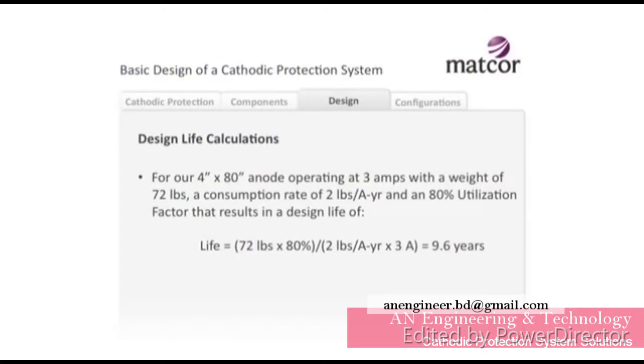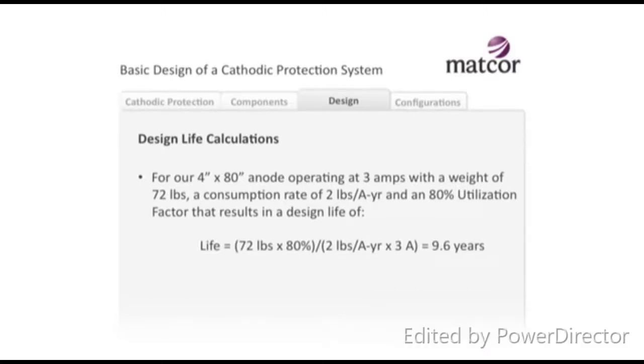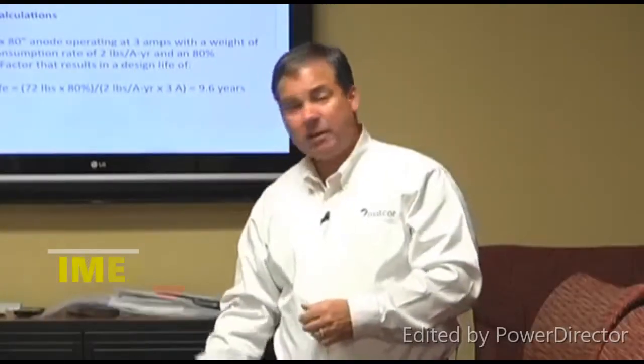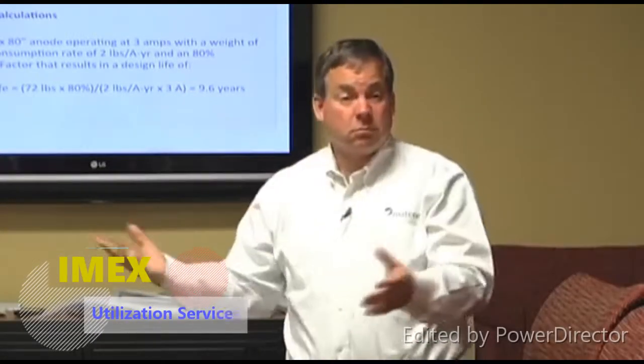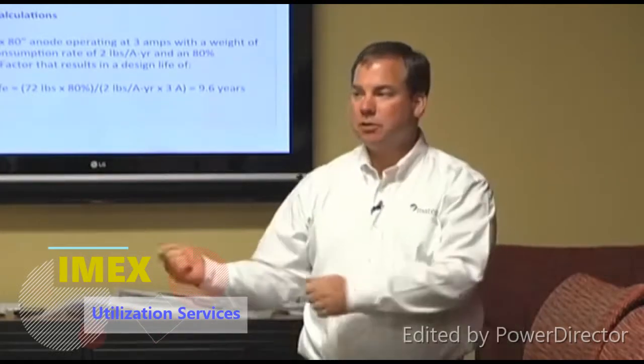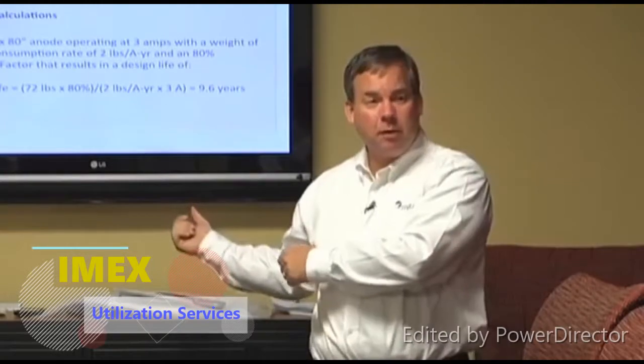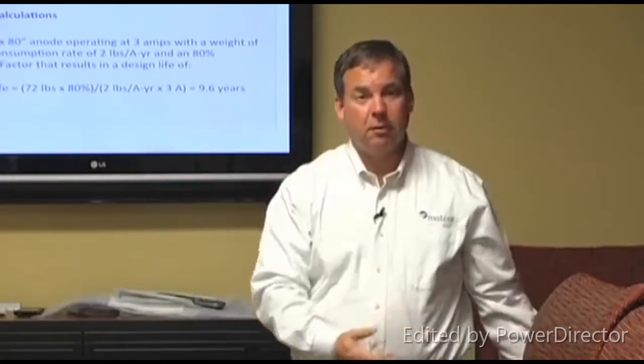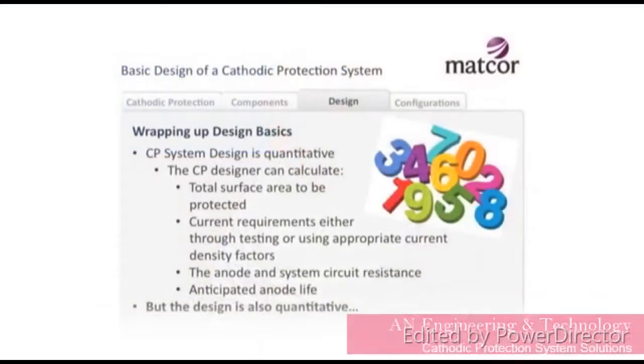So in this application, that 4-inch by 80-inch graphite I talked about, operating at 3 amps, has a weight of 72 pounds. I'm going to get about 9.6 years life out of that anode. Okay? Is that the best solution? I don't know. That depends on the actual application requirements. Maybe 9.6 years is great, or maybe I put 5 of them in, and now I've got 45 years life. That's part of the design process.